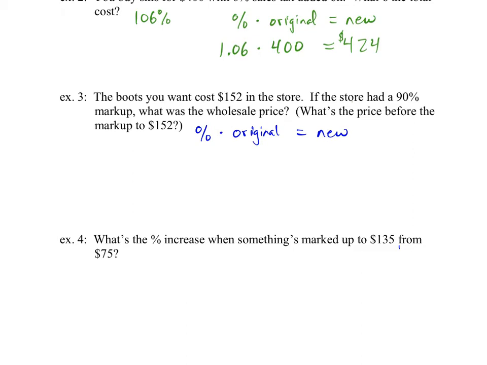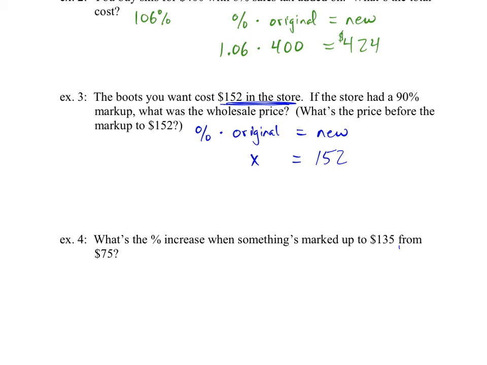So the boots you want cost $152 in the store. That's going to be the retail price, so that goes in here for the new. They cost $152 after the store marked up the price 90%. So in other words, the original is what we're trying to find. Maybe my story problem is just too confusing, but the store pays a certain price to Vans or Timberland or whoever makes the boots, and then they add 90% onto what they paid for it, and then they sell it to you for almost double the price.